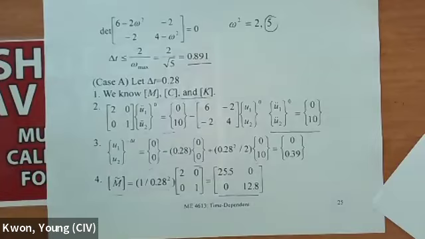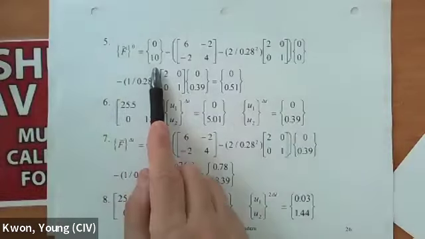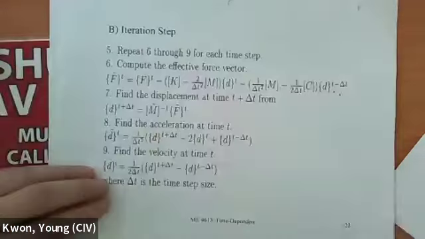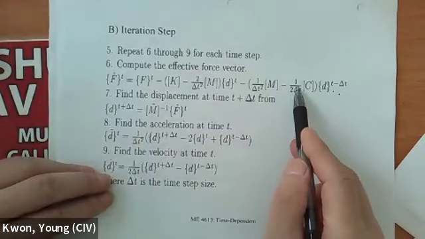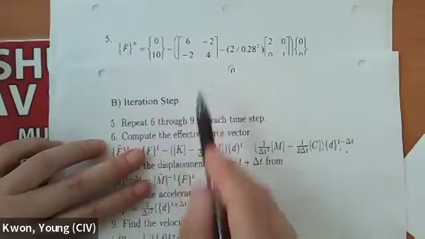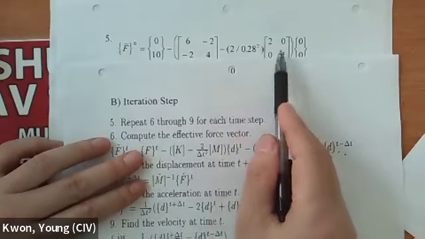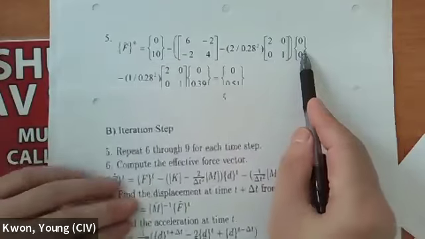And the right side column vector is basically following this expression. Plug into here, except that C is going to be 0 in this case. So plug into here, that's going to be F, that's going to be K, and 2 minus 2 over delta t squared times the mass matrix, and time t equals 0 is the initial condition.